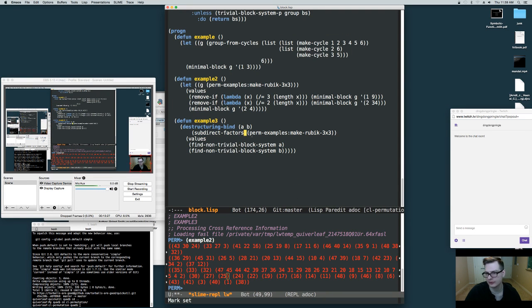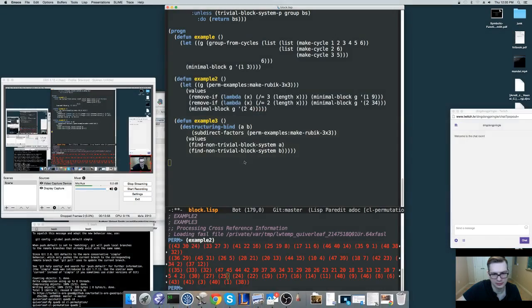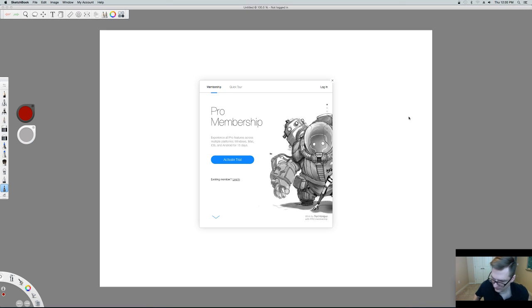So a subdirect factor is a sort of decomposition. Maybe I should write it like this, or I can write it on the tablet. That might be a better idea. Let's see, I should have prepared a little bit better. So we go down to our drawing. So, definition of a subdirect factor.